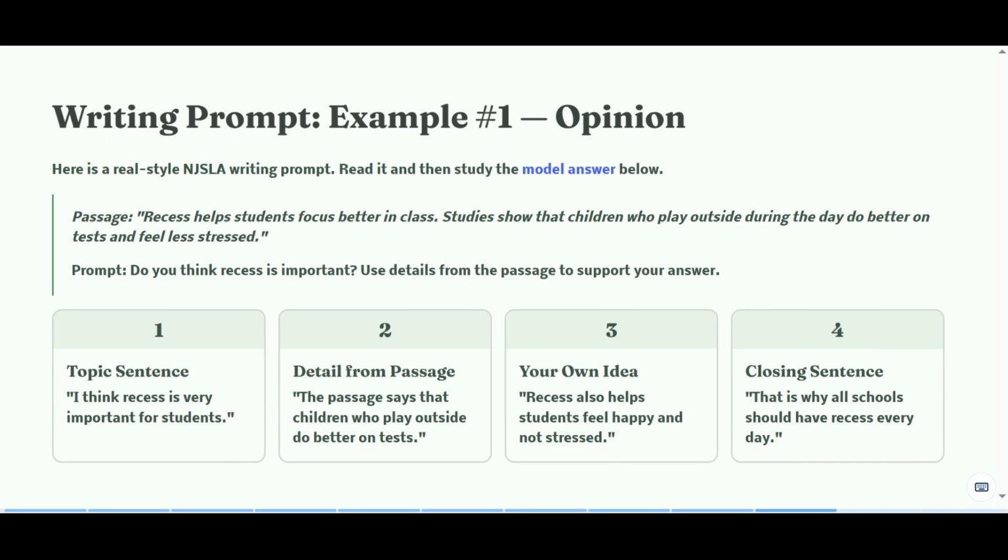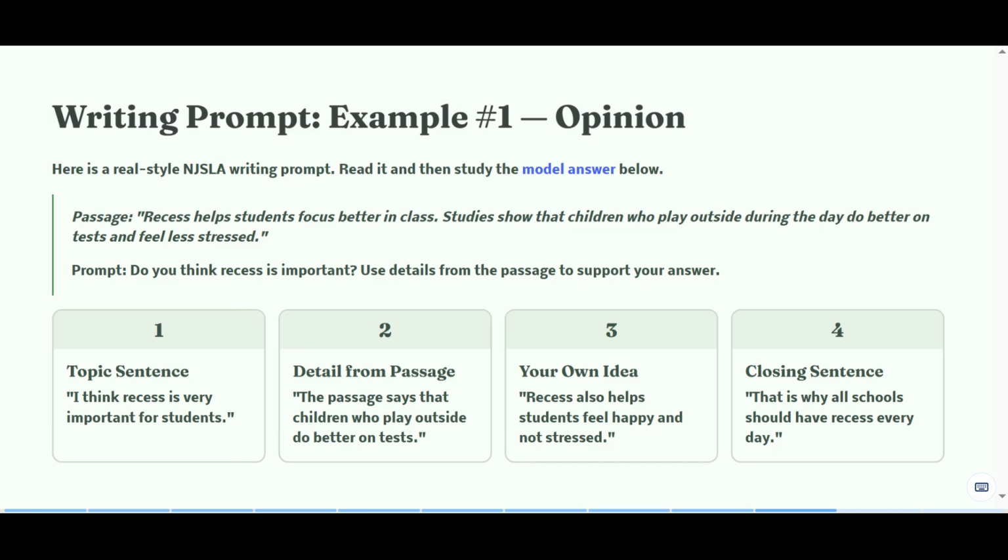Here's your writing prompt example number 1, opinion piece. Here is a real style NJSLA writing prompt. Read it and then study the model answer below. Passage: Recess helps students focus better in class. Studies show that children who play outside during the day do better on tests and feel less stressed. Prompt: Do you think recess is important? Use details from the passage to support your answer.